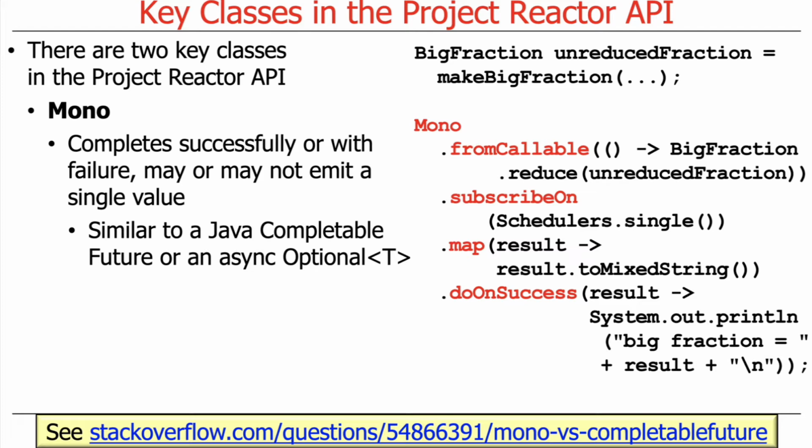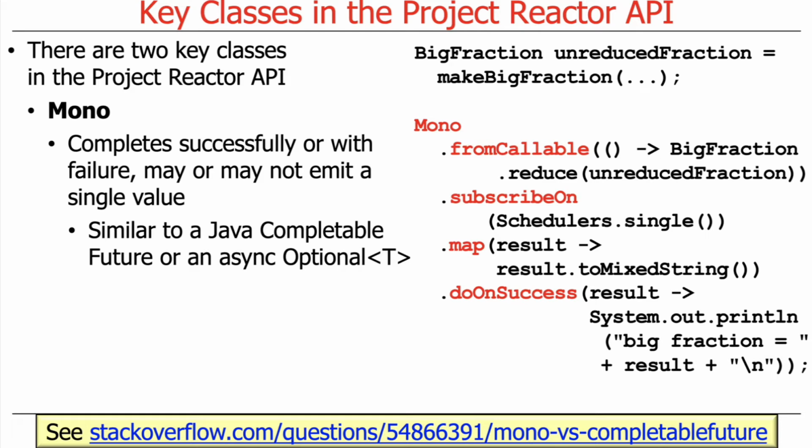And then we're going to use map, which is a transforming operator, to take the reduced big fraction and convert it to a mixed string. And then finally, we're going to use the doOnSuccess operator in order to essentially print the results out. Now, this particular piece of code actually is not going to do anything because it doesn't have a subscribe operator on it, but you'll see when we talk about the actual example how it's all going to work to do something more interesting.